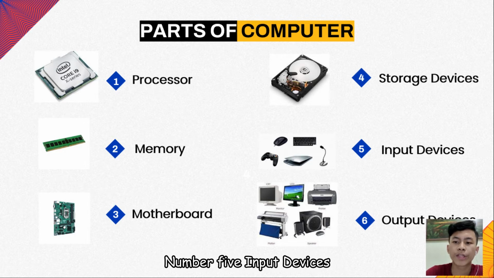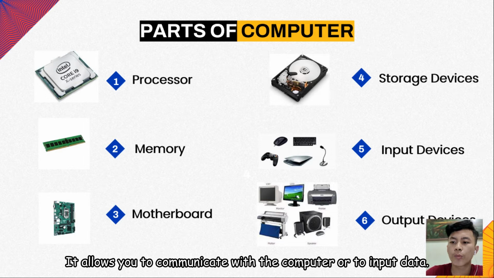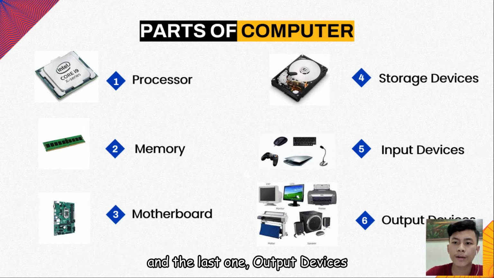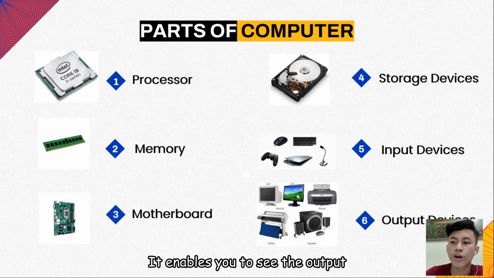Number five, input device. It allows you to communicate with the computer or to input data. And the last one, output device. It enables you to see the output.